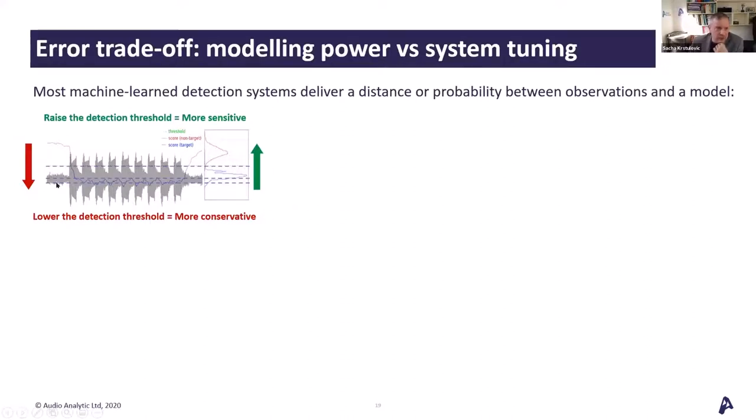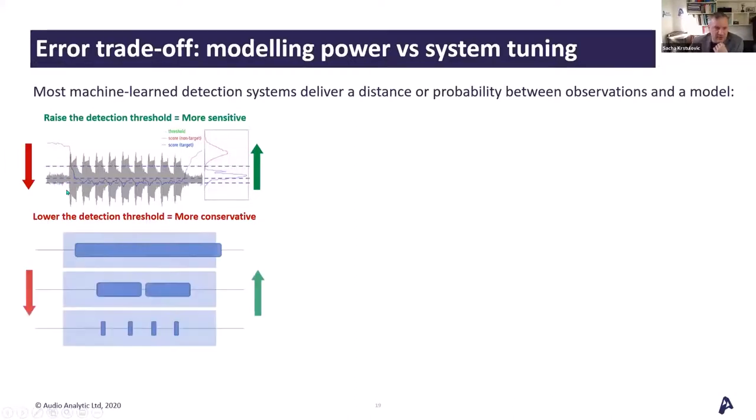Now, those three purple dashed lines are three levels of sensitivity of your system. So if you bring the sensitivity down, you are making your system more conservative in that case. If your threshold is very high, you're detecting the whole sound. If you lower your threshold to a certain zone, you might start losing some information about your detection. And then if you lower your threshold very low, you might have only small parts of the sound which are being detected.